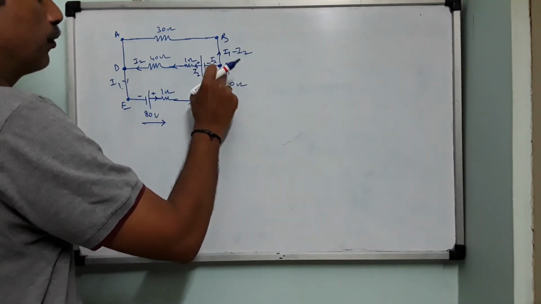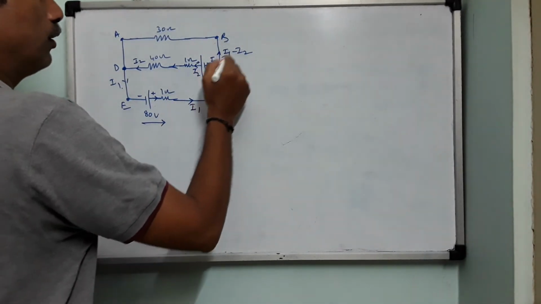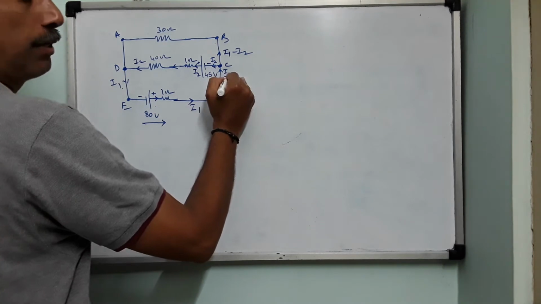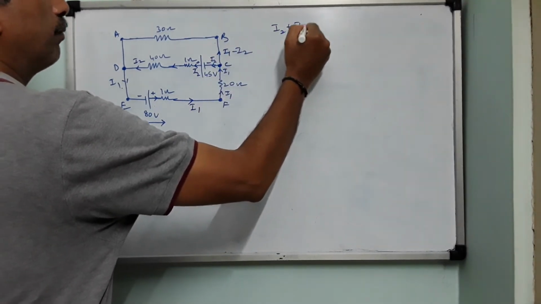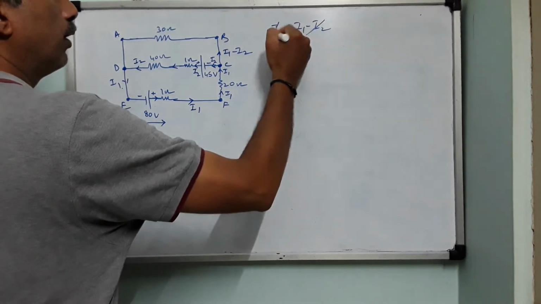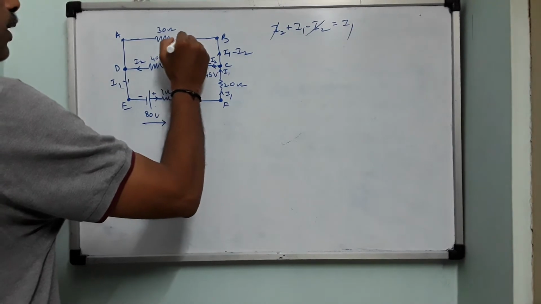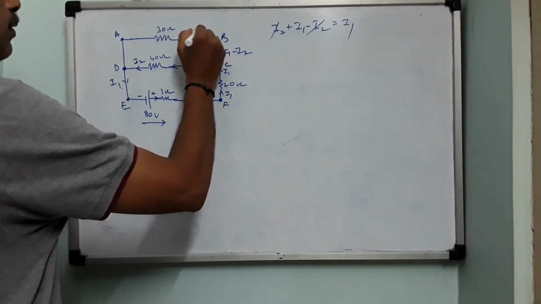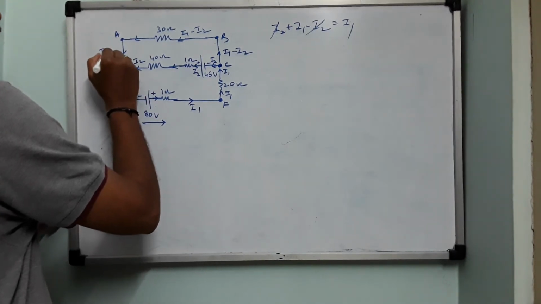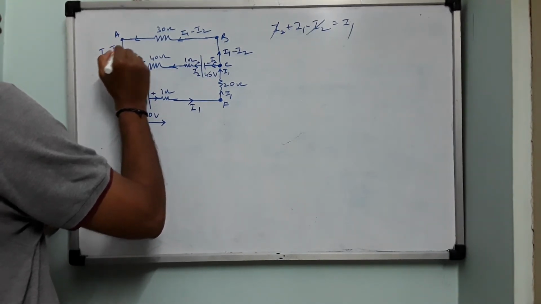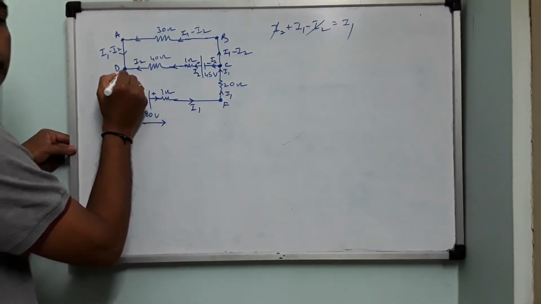So I1 current is approaching, I2 is leaving, I1 minus I2 is also leaving. When you add these two currents, you should get the same current. So I2 plus I1 minus I2, you know that I2 gets cancelled, you will get what? I1. So this current I1 minus I2 will flow here. This will come here, I1 minus I2. So what is the current coming over here? I2 current is coming to the junction point.